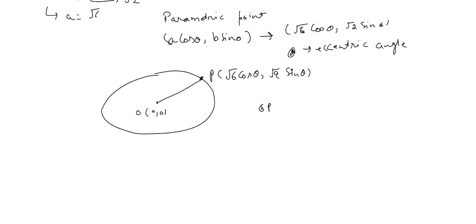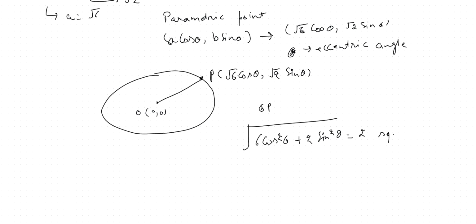So you will be having root 6 cos theta whole square, which will be 6 cos square theta, plus 2 sin square theta is equal to 2. And then if you square them, then 6 cos square theta plus 2 sin square theta is equal to square of 2, that is 4.